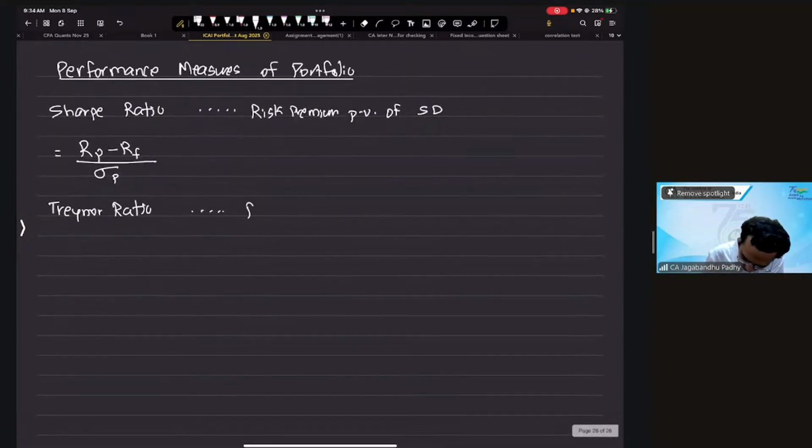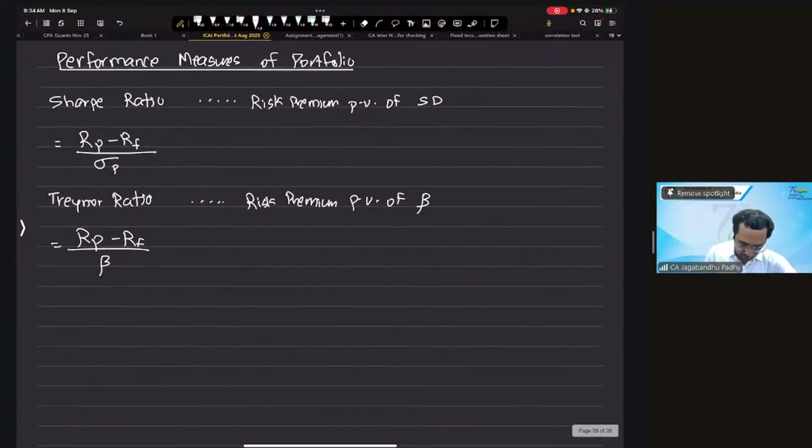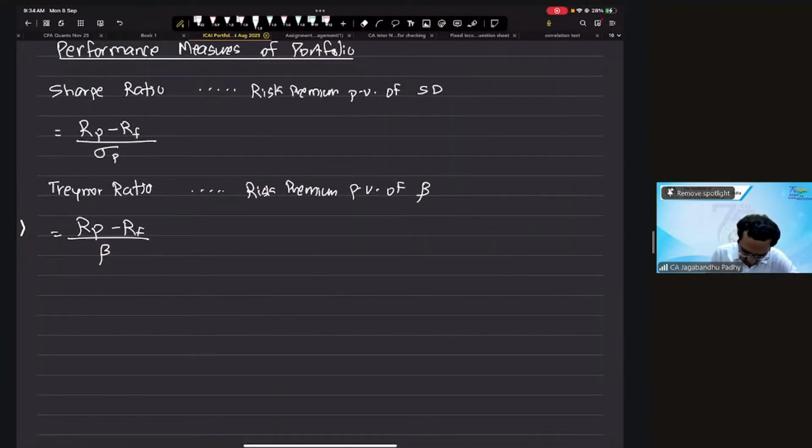Treynor ratio is going to give us again the risk premium, but this risk premium is per unit of beta. So the formula numerator remains the same, which is return of portfolio minus risk-free, but instead of dividing it by standard deviation of portfolio, we divide by beta. So return of portfolio minus risk-free divided by beta. Got it? That's the Treynor ratio. Everyone? Okay. Sharpe ratio is done, Treynor ratio is done.